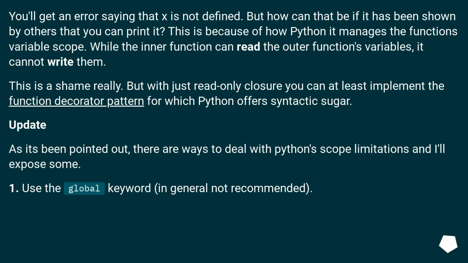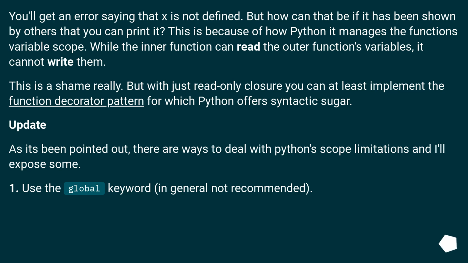But how can that be if it has been shown by others that you can print it? This is because of how Python manages the function's variable scope. While the inner function can read the outer function's variables, it cannot write them. This is a shame really. But with just read-only closure you can at least implement the function decorator pattern, for which Python offers syntactic sugar.